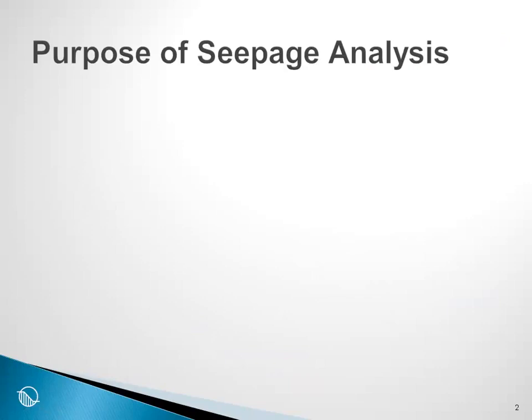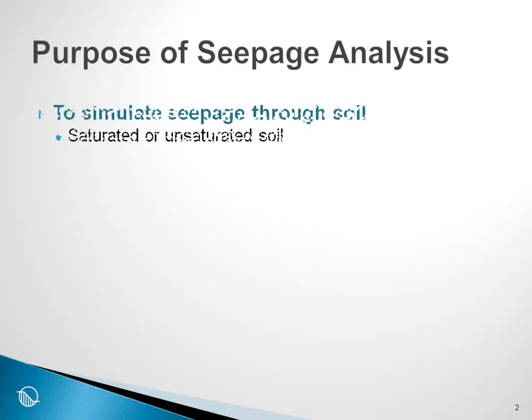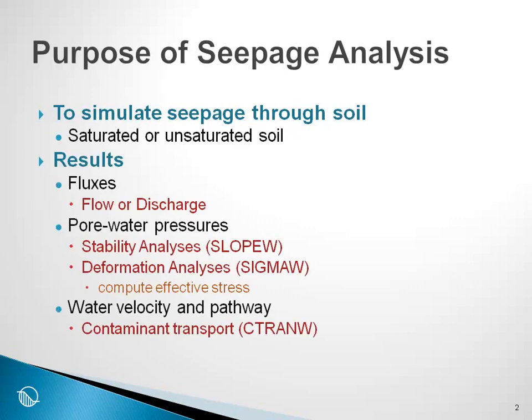The first question that we might ask then, what is the purpose of a seepage analysis? Well, fundamentally, the purpose of a SEEP/W analysis is to simulate seepage or water flow through soil. And we want to do this both for saturated and unsaturated conditions. The result of the SEEP/W analysis might be various objectives. The first one is that we might be interested in the quantity of flow or discharge. That is, we are interested in the flux.